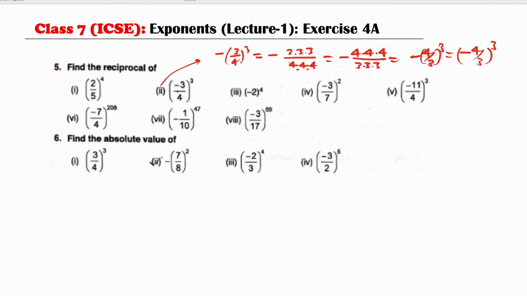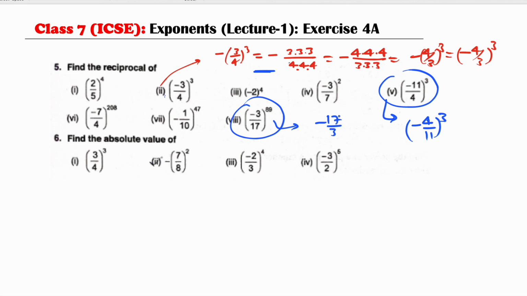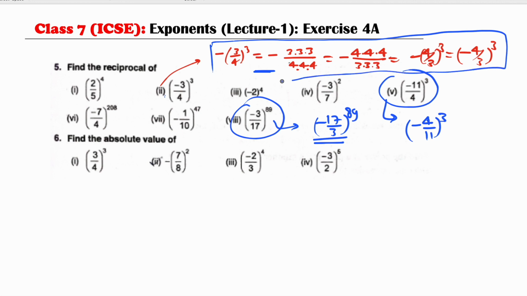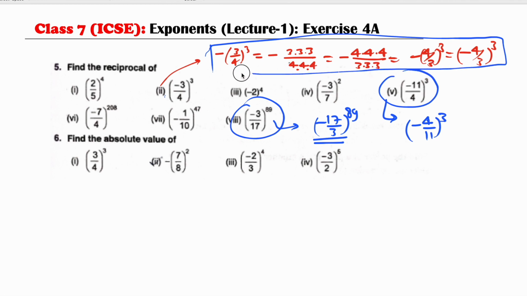It means we can directly take the reciprocal. We need not open this. Suppose we have to take the reciprocal of this. So this can be written as minus 4 upon 11 to the power 3. Now this is the reciprocal. Suppose we need to take the reciprocal of this. So what will happen? This is minus 17 upon 3 to the power 89. This is the reciprocal. So the power is not changed. In this question we can see that the power remains the same. What happens? Only the base is changed. So in any question we can check like this.